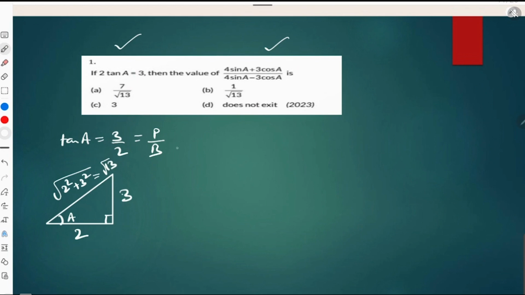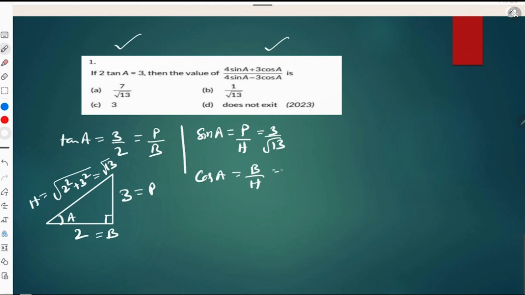Now, if tan A is 3 by 2, then what will be sin A? Sin A is perpendicular by hypotenuse. What is perpendicular? 3. What is base? 2. And what is hypotenuse? Root 30. So it will be 3 by root 30. And what is cos A value? Base by hypotenuse. What is the base value? 2. 2 by root 30.